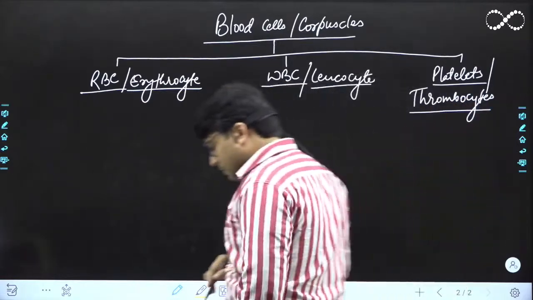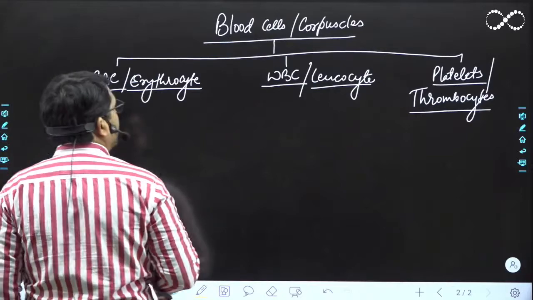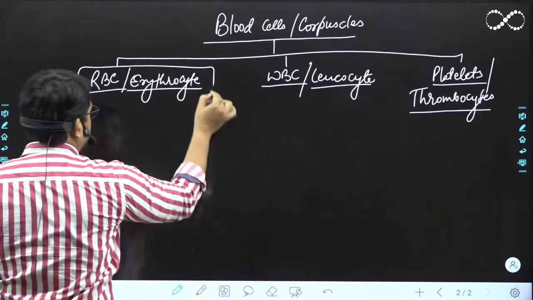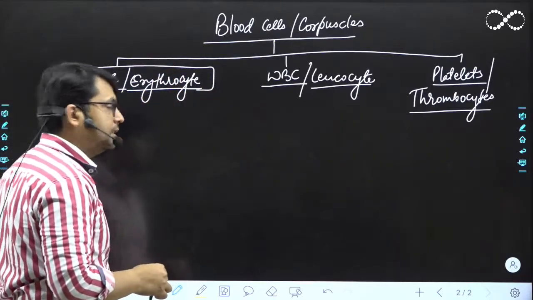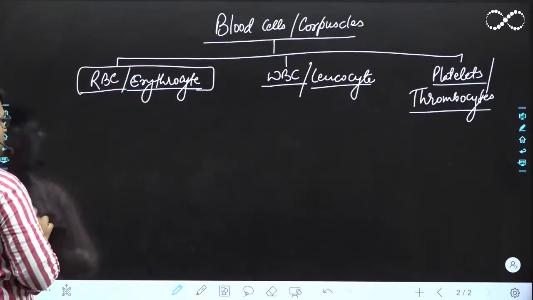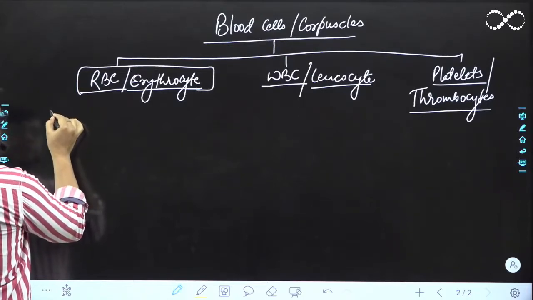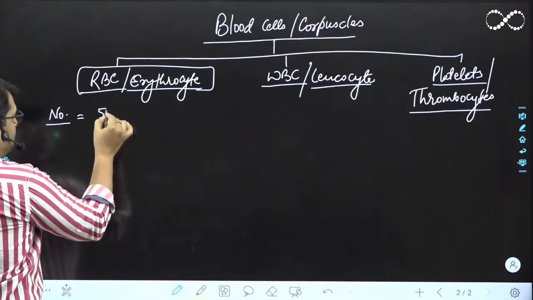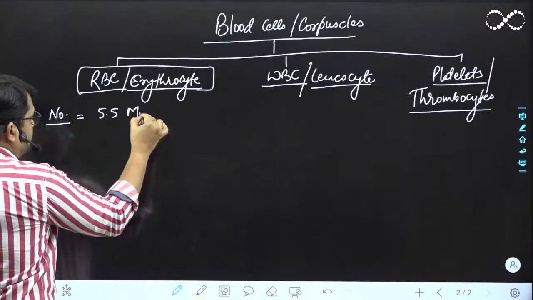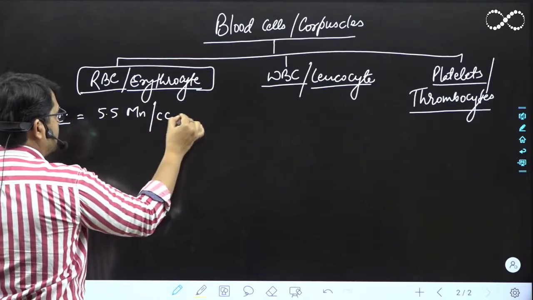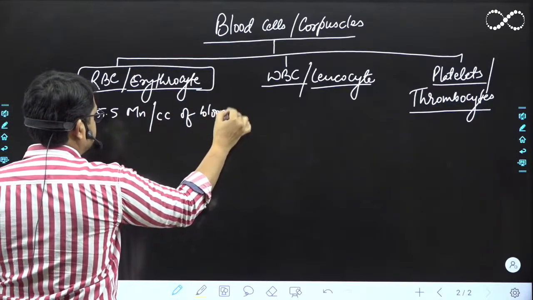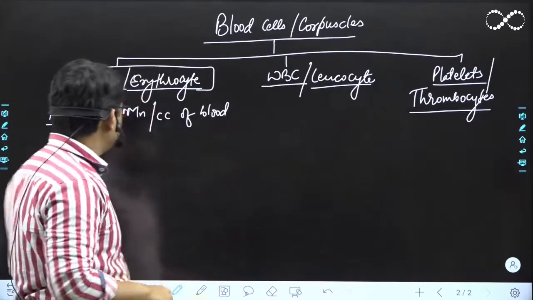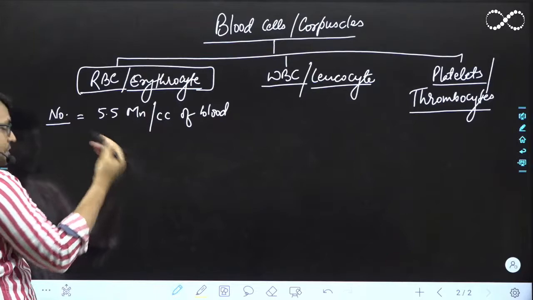Okay? So these are the 3 different types of blood cells or corpuscles. Now let's focus on each one of them one by one. Now when we are looking at RBC or erythrocytes, let's see what about the number? Number: around 5.5 million per cc of blood. ठीक है, तो 5.5 million cells are there, RBC, and these are the most numerous.